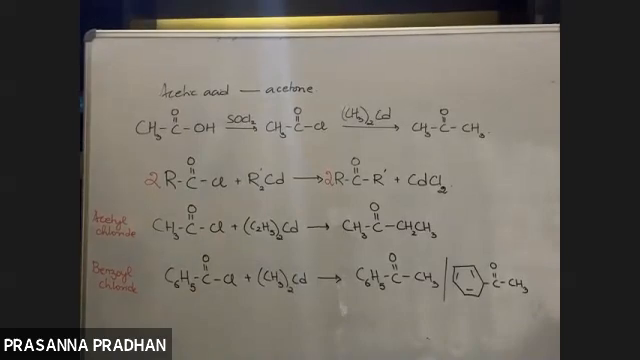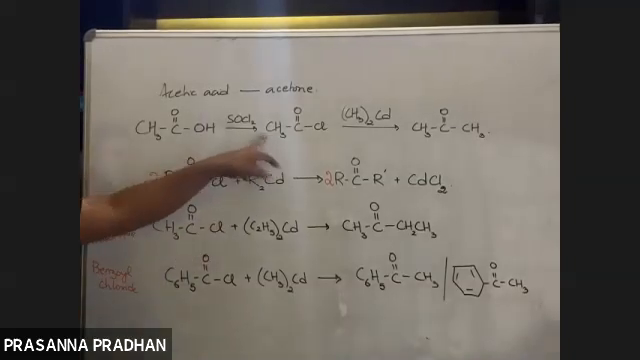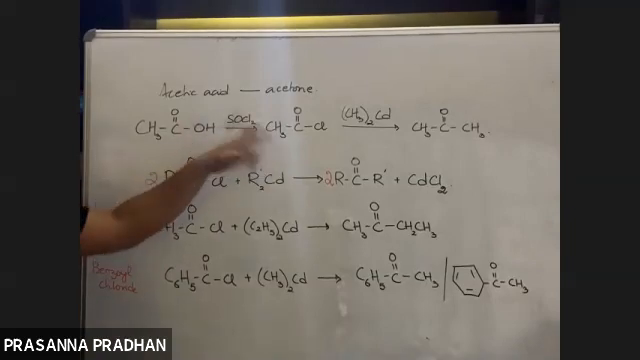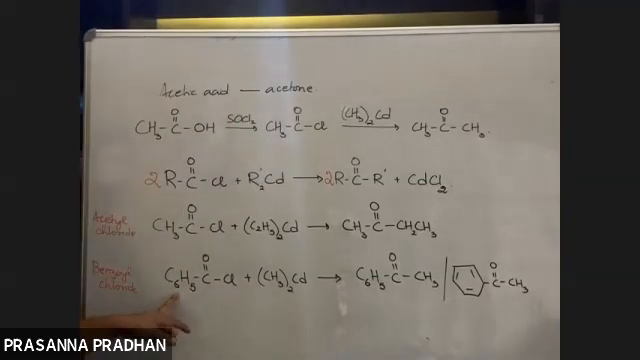So both aldehydes and ketones can be prepared starting with your acid chloride. And acid chlorides, again I'm telling you, are prepared from the corresponding carboxylic acid. To prepare benzoyl chloride, you use benzoic acid. To prepare acetyl chloride, you use acetic acid. That's it. So simple.